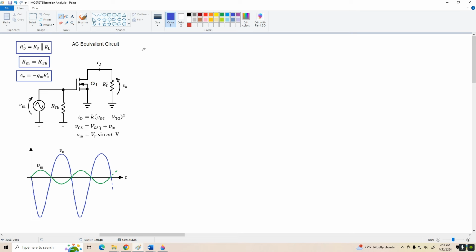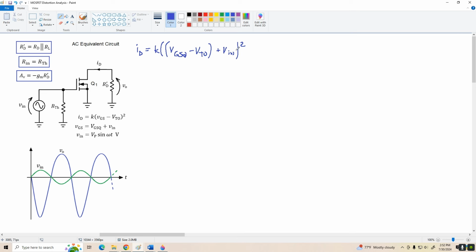So what we've got to begin with is ID equals K times (VGSQ minus VTO, I'm going to lump those together, plus Vin) quantity squared. Okay, I can combine these because they're both DC terms. They'll reduce to a single value.